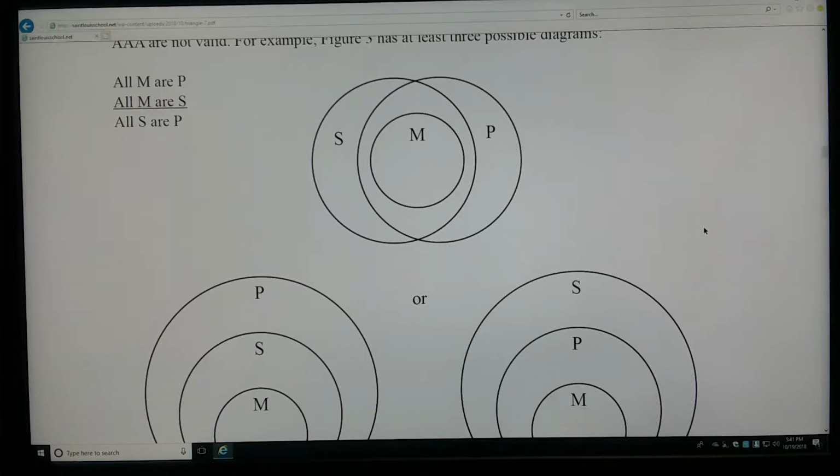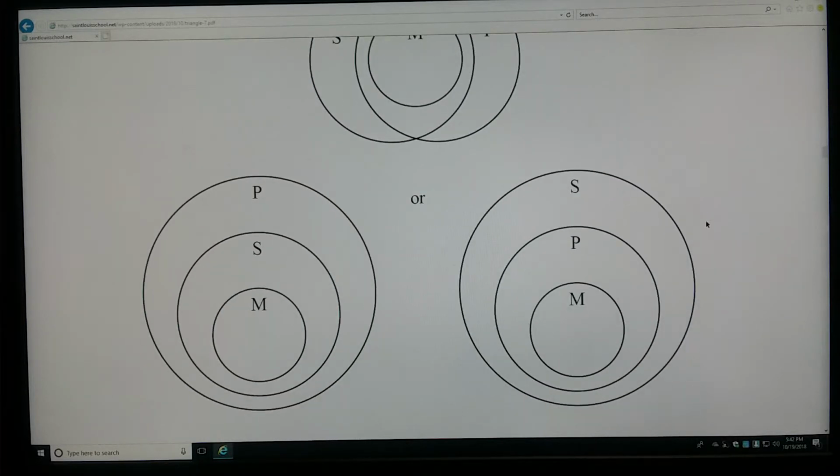Of course, it wouldn't be valid either if we said some S are P, because it is also possible that it could be all S are P. So neither one of those would be a valid argument. And of course, no S are P. If the conclusion were no S are P, that wouldn't be a valid argument either. So none of the 3 statements have to follow from these premises.